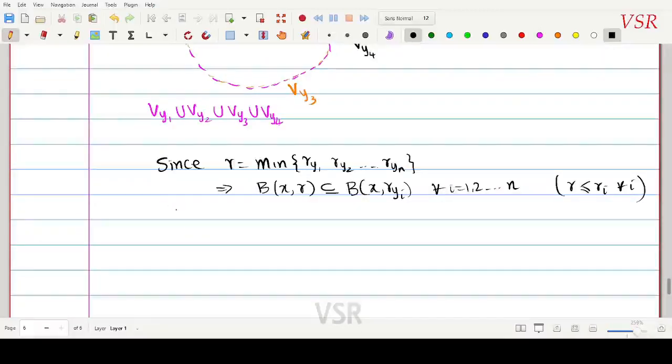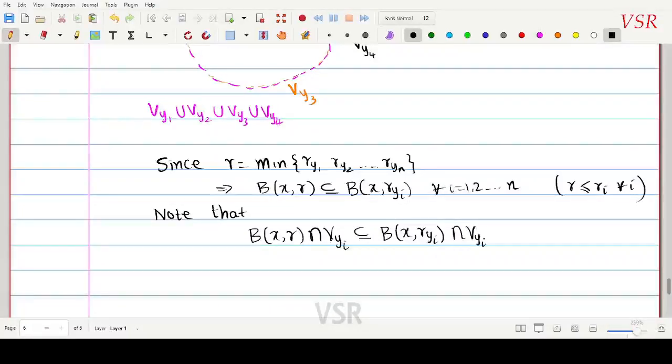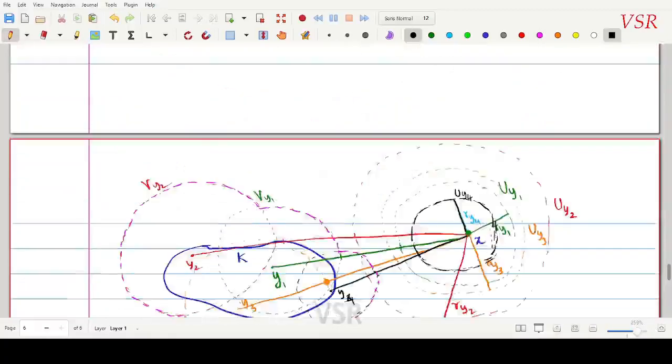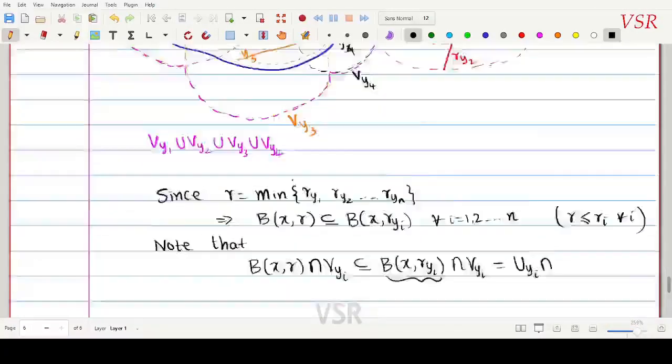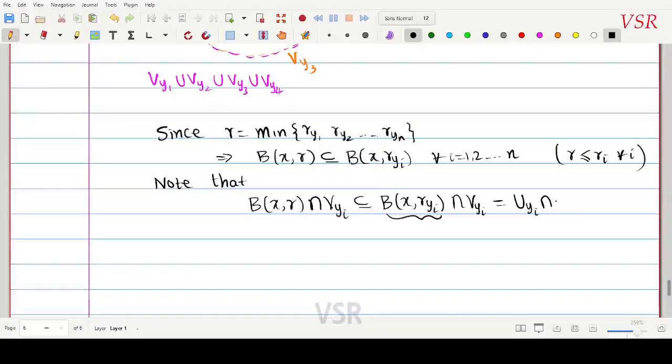Okay. And note that the ball with the center X radius R intersection with VYI is a subset of the ball with the center X radius RYI intersection with VYI. Correct? But this is equal to UYI intersection with VYI, since UYI is written as the ball with the center X radius RYI, and this is equal to empty. So this implies that the ball with the center X radius R intersection with VYI is equal to empty. If this is empty, then this is also empty, for every I equal to 1, 2 to N.